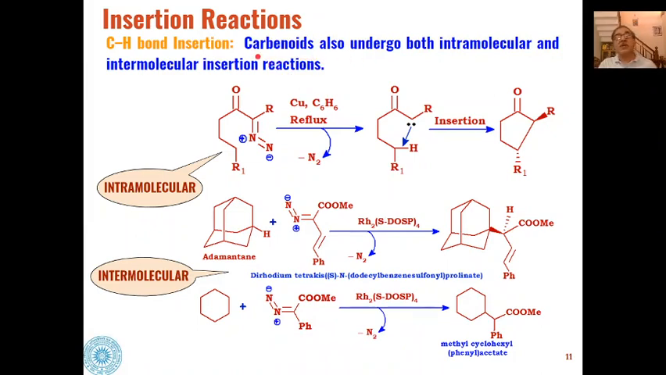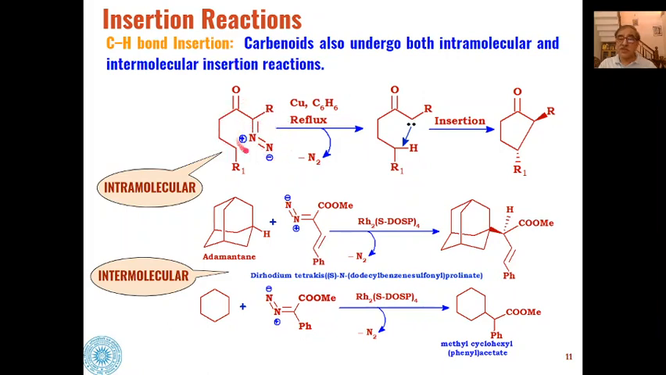As we have seen some examples of carbene, there are carbenoids also which can undergo intramolecular or intermolecular insertion reactions in case of CH bond insertion. So for example, this is the example of an intramolecular insertion reaction.